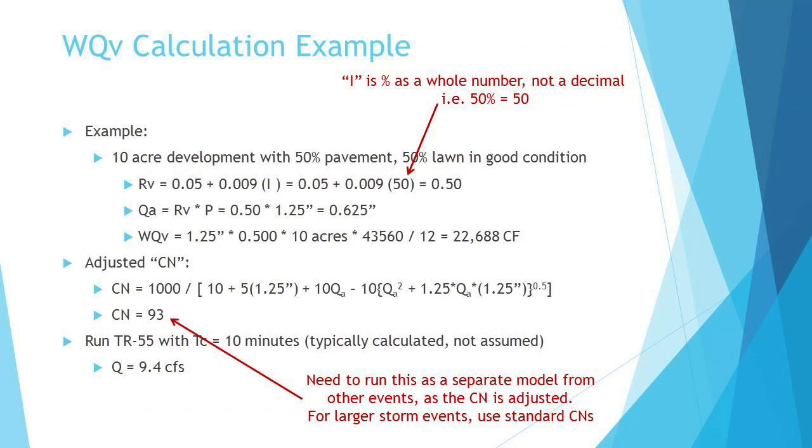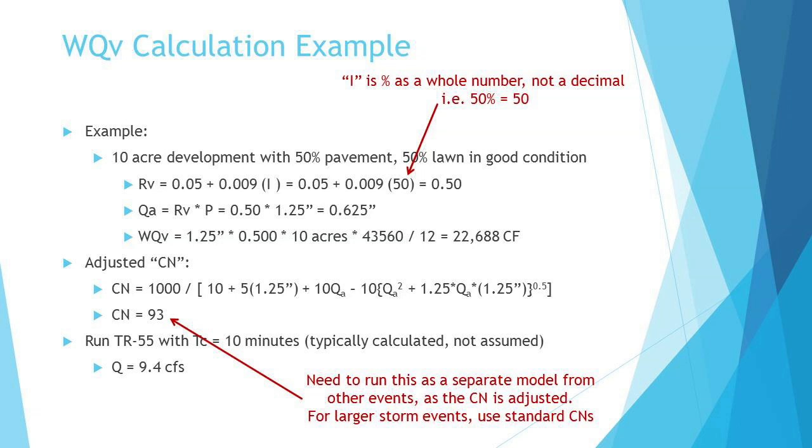And then you simply take this value and plug it into TR-55, and let's assume that we actually did the calculations and we found out that our time of concentration on this site was 10 minutes, and that would spit out a peak flow rate for the inch and a quarter storm of 9.4 CFS. So now I know the volume of water I need to treat, and I also know the peak rate of flow that would be heading towards that practice in the inch and a quarter storm.